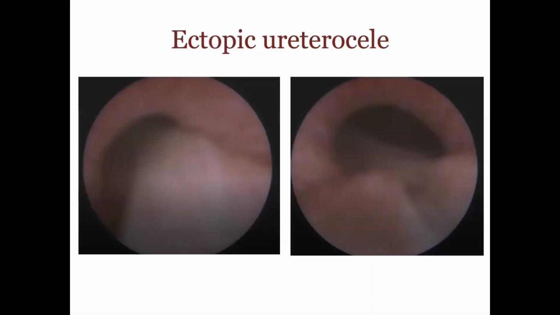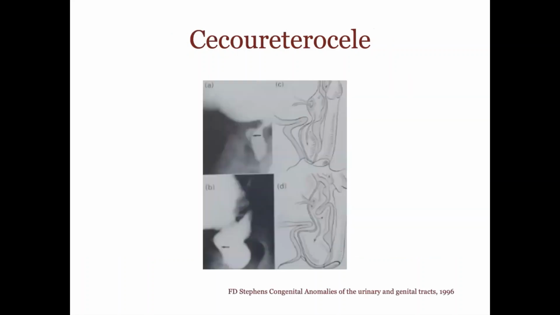Next slide. So an ectopic ureterocele, again, is something that extends distal to the bladder neck. You can see the bladder opening is to the left on the view on the left, and then with turning the flow on, the ureterocele partially decompresses, and you can see the bladder off in the distance.